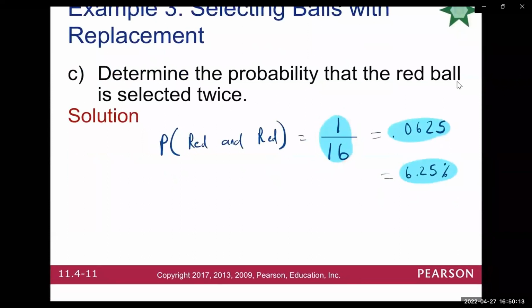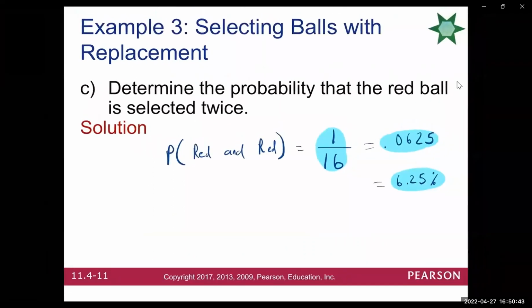But I think it's easier to think about in terms of percentages, because we know that 100% is certain and 0% is impossible. So 6% is a very low percent, right? If you're a betting person, you would probably not want to bet too much money that you're going to get two reds, because the probability is very low.